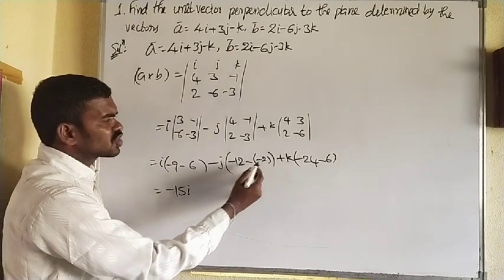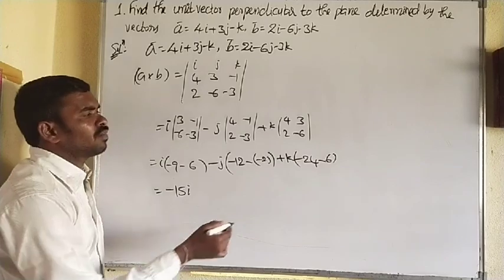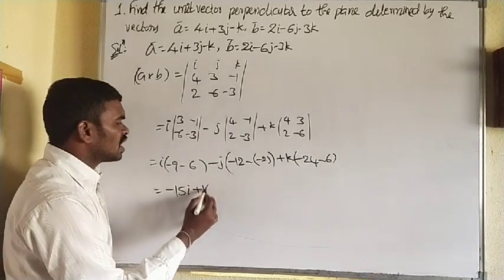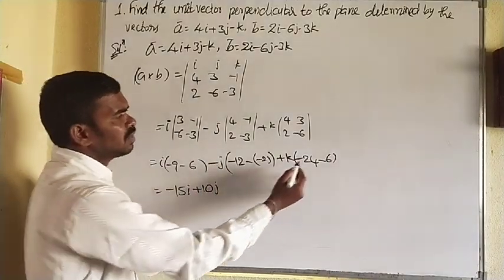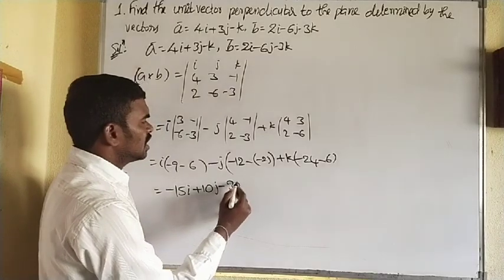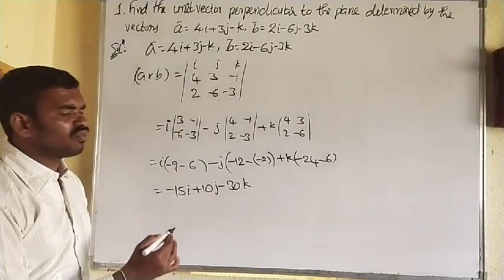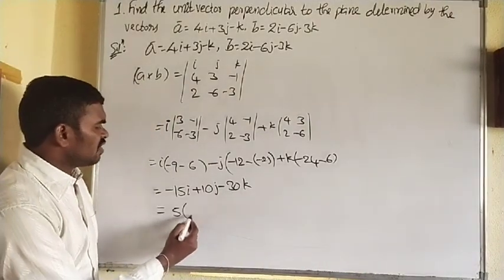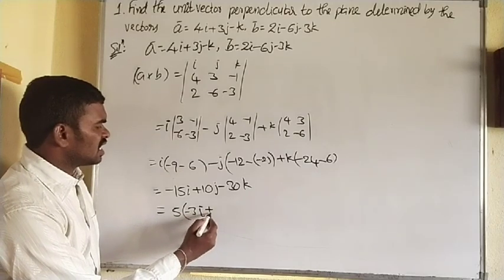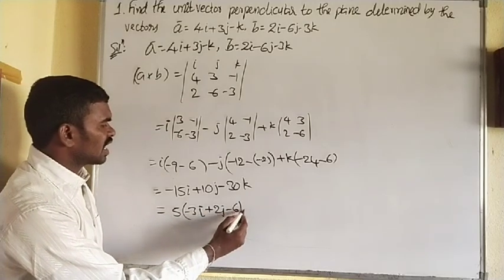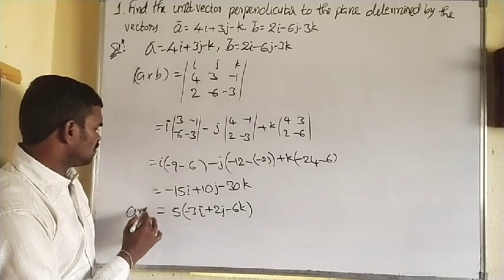So minus 12 plus 2, minus 10. Minus 10 into minus j becomes plus 10j. Next minus 24 minus 6, minus 30k. So here we can take 5 common, am I right? So if you take 5, it becomes minus 3i plus 2j minus 6k. So this is A cross B.